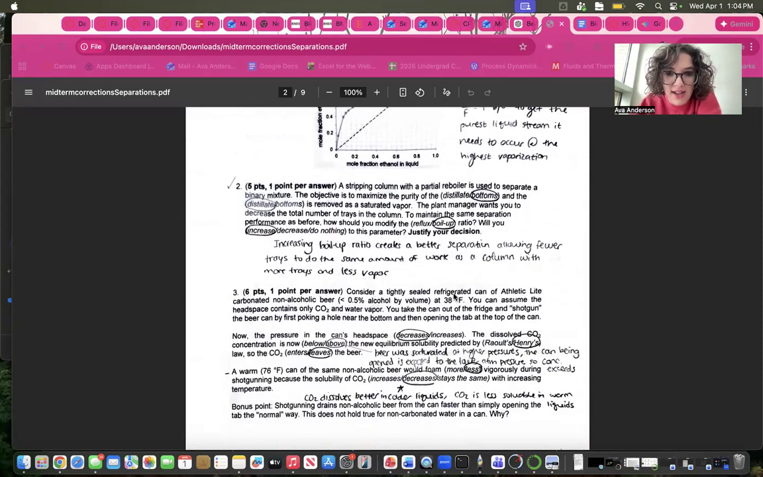I did two correctly, but just to go through it again, a stripping column with a partial reboiler is used to separate a binary mixture. The objective is to maximize the purity of the bottoms, and the distillate is removed as a saturated vapor. The plant manager wants you to decrease the total number of trays in the column to maintain the same separation performance as before. How should you modify the boil-up ratio? You should increase this parameter. Increasing the boil-up ratio creates a better separation, allowing fewer trays to do the same amount of work as a column with more trays and less vapor.